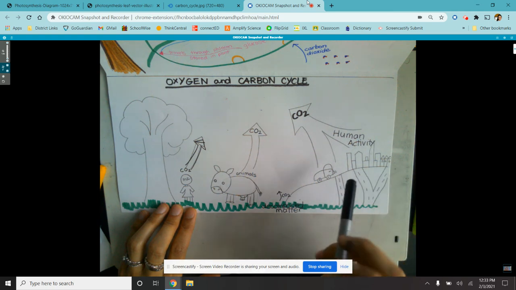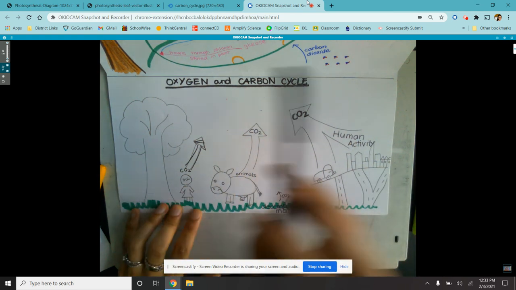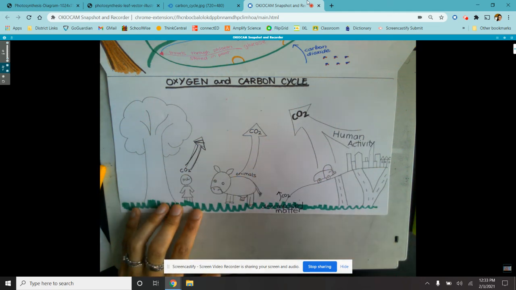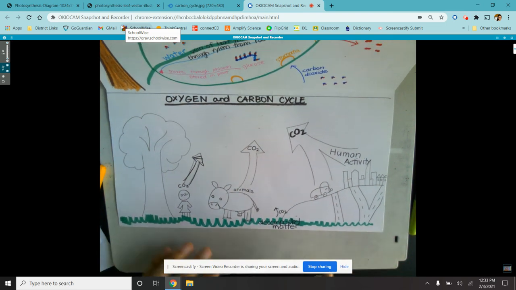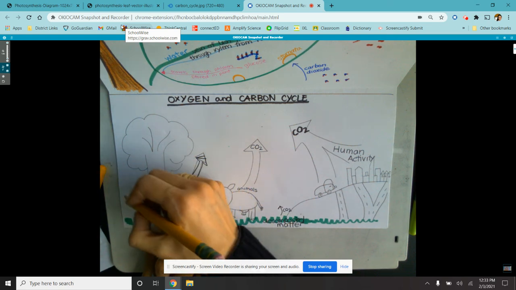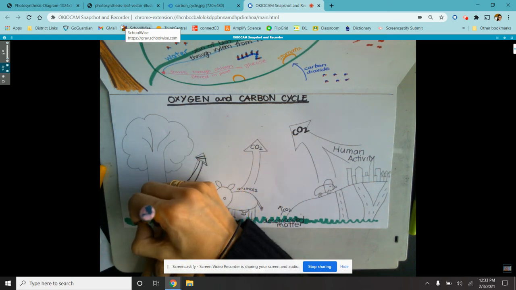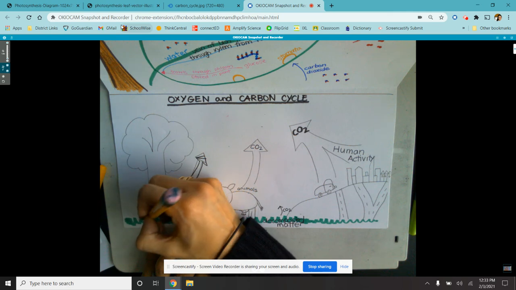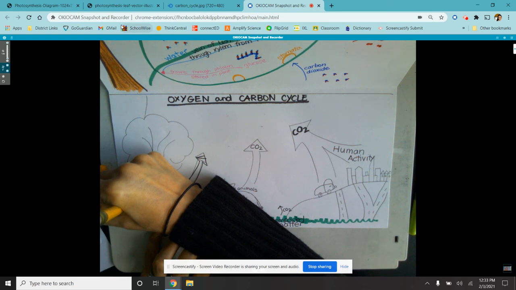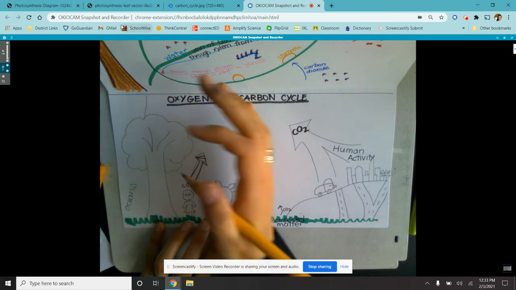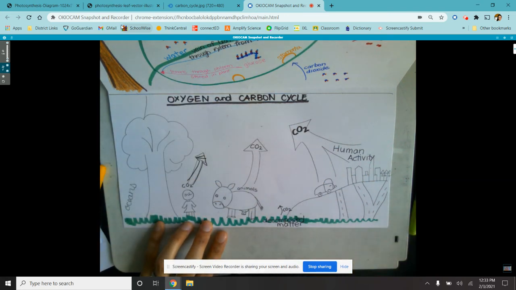All right, so I'm actually going to pause this here. I'm going to color in this picture, and then we'll go through and show how the oxygen is exchanged through all of this. Oh, and we have the oceans. We'll say oceans are here, because oceans put oxygen into the air as well. All right, so I'm going to pause this, color it in and then go through and explain the rest.